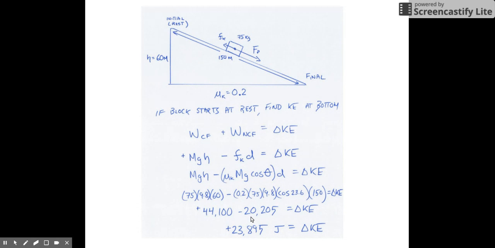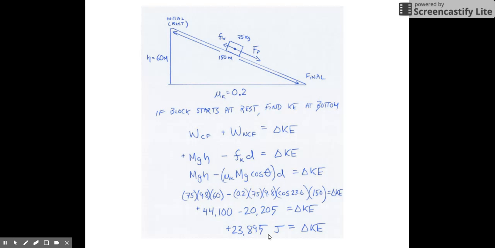as this object slides down the ramp. So your final work that gets done is significantly reduced. The final work that's done is not 44,100 joules, but it's only 23,895 joules. So you've really lost a lot of mechanical energy because friction has been acting.